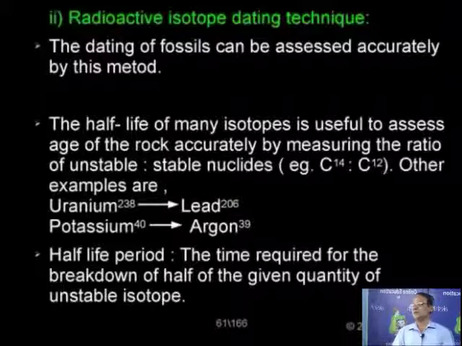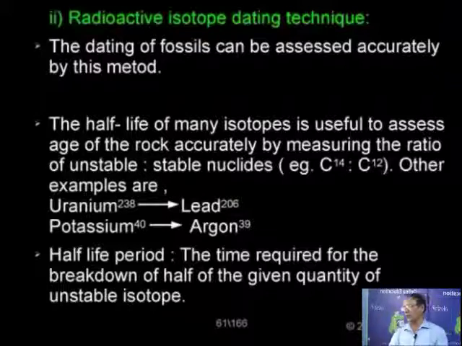Other methods available are, for example, uranium-238, which undergoes decay to form lead-206. How much time is required for the breakdown of half of the given quantity of isotope can be used for calculating the age of the rock or fossils. Another one is potassium-40 to argon-39. So these are all the important methods, that is the carbon dating technique, the uranium-238 lead-206 dating technique, or the potassium-40 argon-39 dating technique, and these methods are normally adopted for measuring the age of the fossils, and for that we are using the half-life of the isotopes.